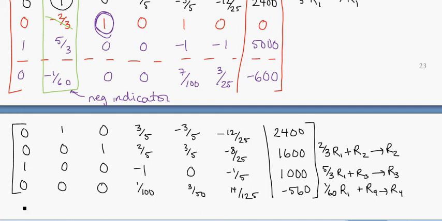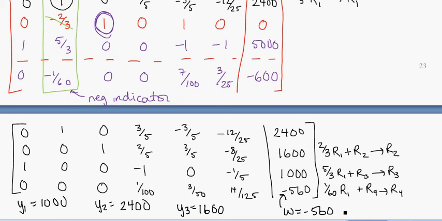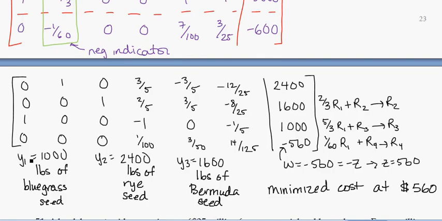So let's write down the solution. So y1 is going to be 1,000. y2 is going to be 2,400. y3 will be 1,600. S1, S2, and S3 will all be 0, and we see our W value, which is negative 560, and of course W is equal to negative Z, so that tells us that Z is 560. And so our optimal solution would be to have 1,000 pounds of bluegrass, 2,400 pounds of rye seed, 1,600 pounds of Bermuda seed, and that's going to minimize costs at $560.